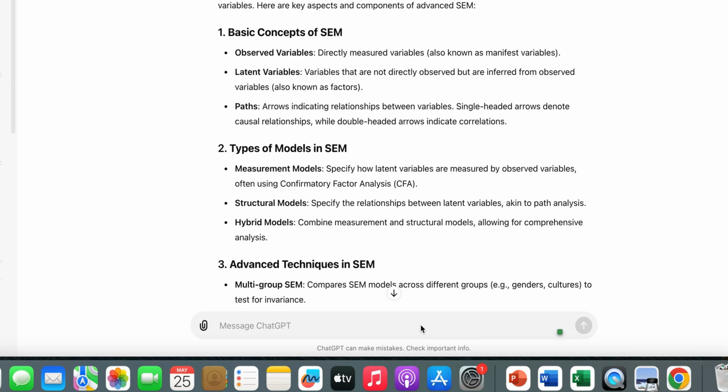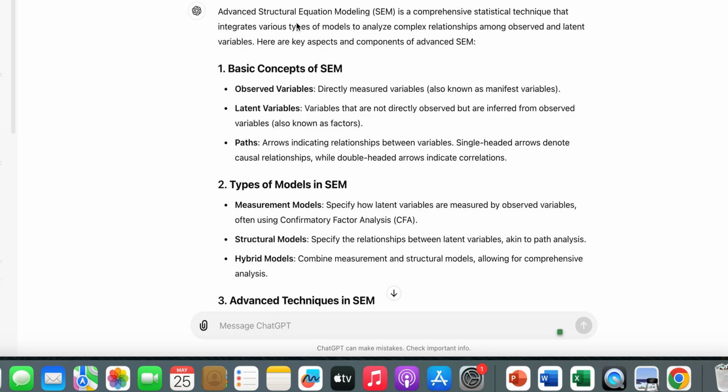This is part three about advanced structural equation modeling. First, we talk about an introduction in short, and then I'll talk about it in brief.